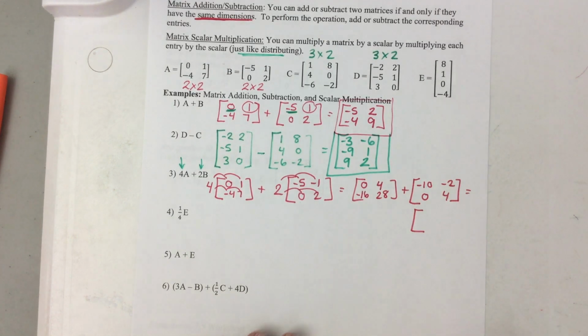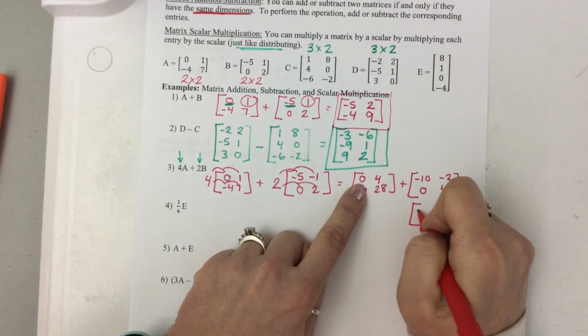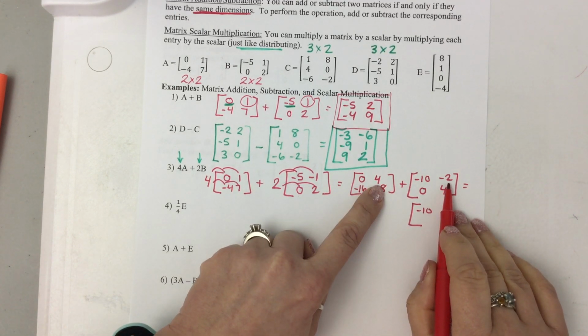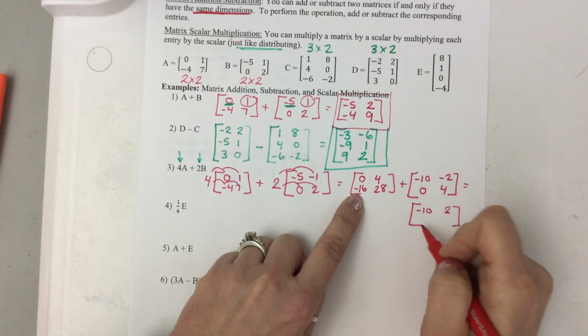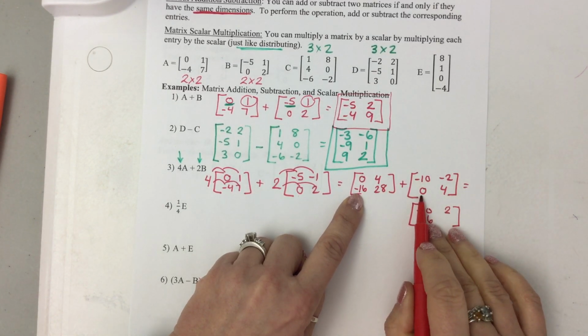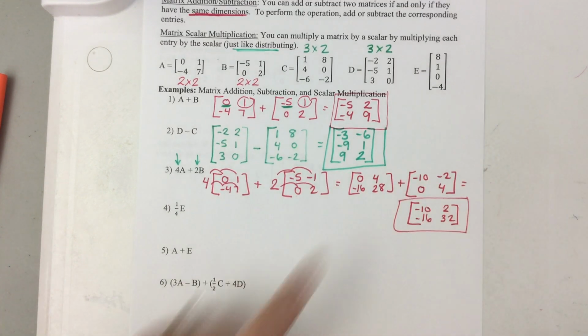Now we add. So you take the numbers that are in the same location. 0 plus negative 10 is negative 10. 4 plus negative 2 is positive 2. Negative 16 plus 0 is negative 16. 28 plus 4 is 32. Kind of fun, right? This is not so bad.